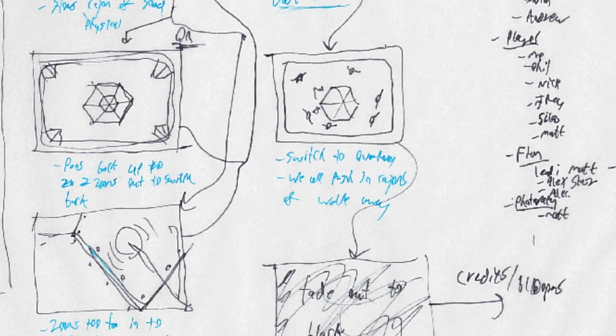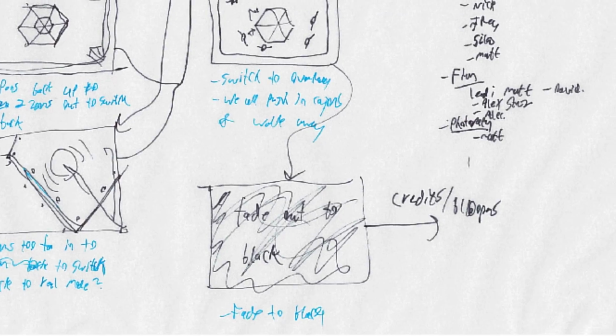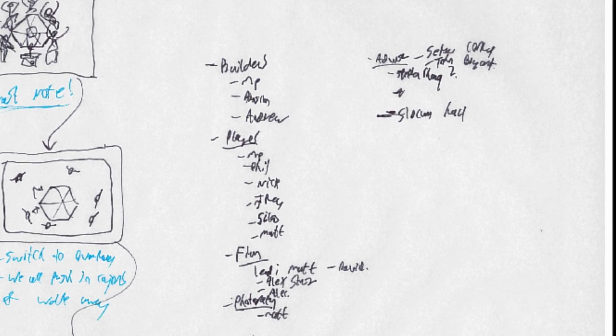Oh, then to the credits and bloopers. Yeah, the credits will be the builders, the players, 3 people build it, 6 players, the film crew, photography, and then special thanks to John Bryant, teachers and anybody else who helped me make the video, Slocum Hall, Syracuse Architecture. But I have some good bloopers, so I'm excited to get to that part.